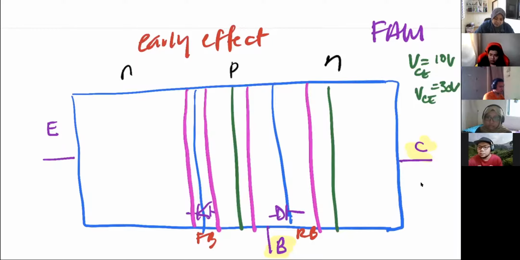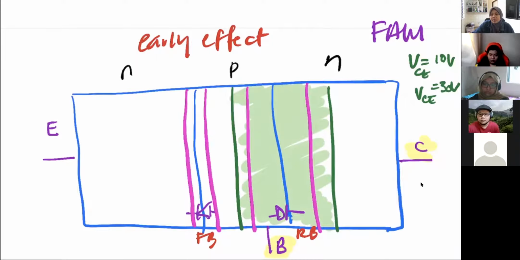Macam tu. Okay. So the green one is the depletion region. On the forward bias, nothing changes. But when we change the VBC, the depletion region for the reverse bias is getting bigger.